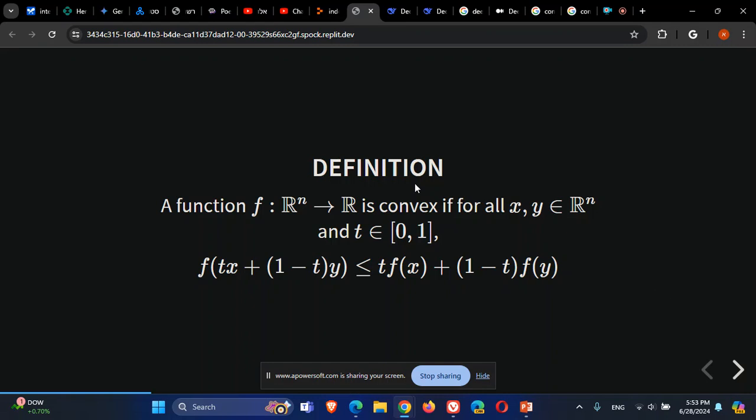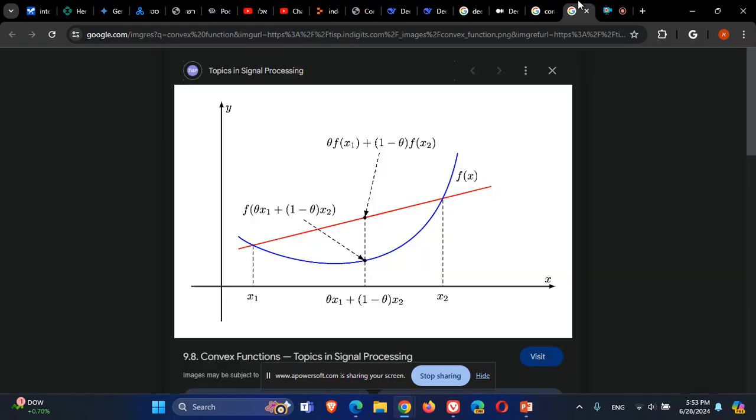Maybe this formula, this inequality, is the most important thing in this presentation. It represents how a convex function behaves and looks. The blue is the convex function.